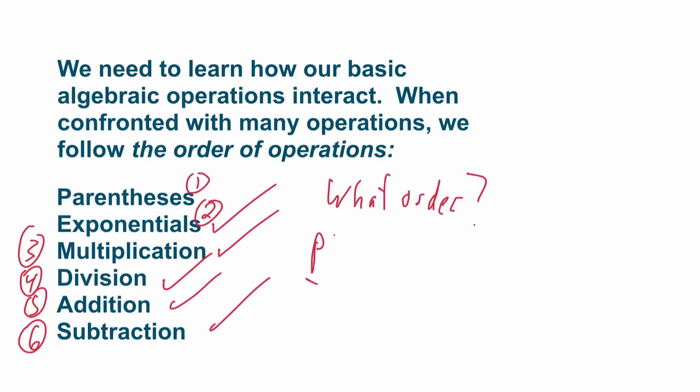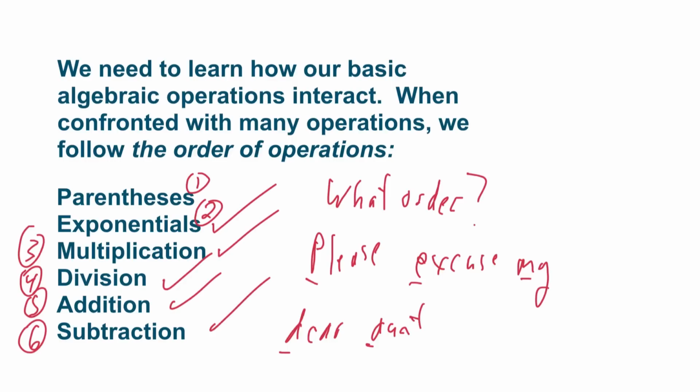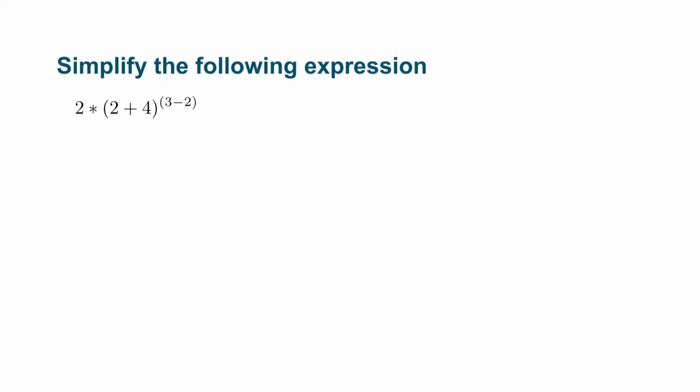Sometimes people use mnemonics for this, like please, excuse, my, dear, D, Aunt, A, Sally, S. So these types of mnemonic devices can be useful, or you can just remember the order. To me, at this point, it's completely natural. But if you're just refreshing yourself on this, the mnemonic could be nice. So let's look at an example of this in action.